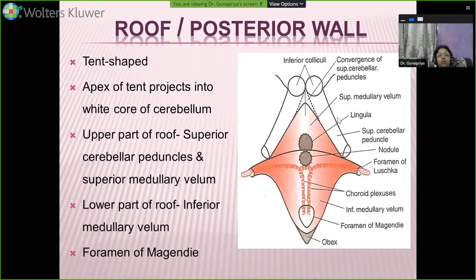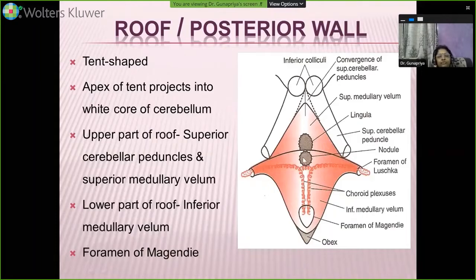This posterior wall, otherwise known as the roof of the fourth ventricle, is tent-shaped. It's like a tent. This region is the apex of the tent. It is projecting into the cerebellum, into the white matter or white core of the cerebellum.